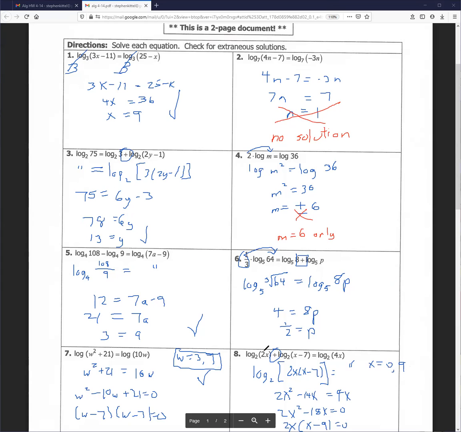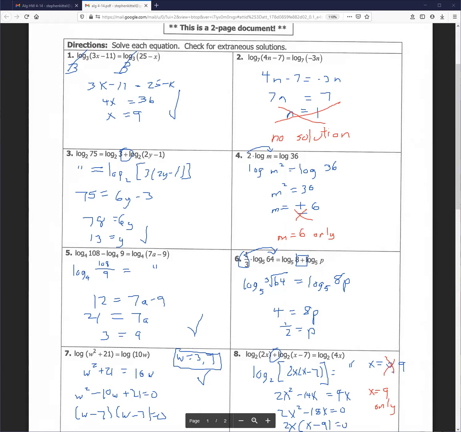If we plug in a 9, 18 plus 2 equals 36. Okay, those are all valid numbers to put in a logarithm. But for 0, we get log of 0 and log of 0. You can't do 0. You can't do negatives, but you also can't do 0. It has to be a positive number. So x equals 9 only.